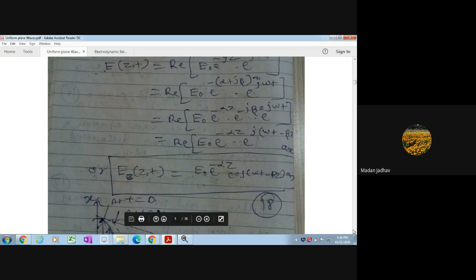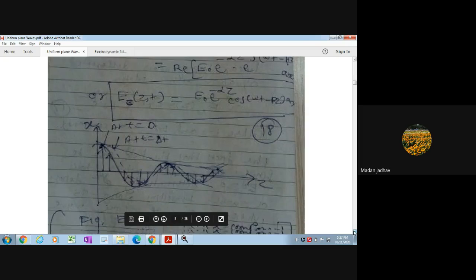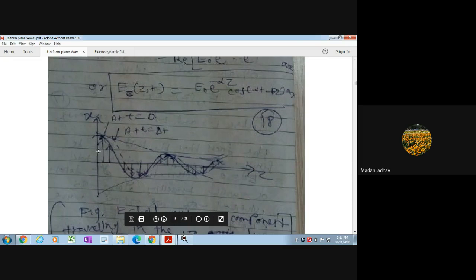Now how this wave is propagates, we can also see here. This is your x-axis, and this is z. As z increases, the magnitude of the electric field intensity decreases. You can see its magnitude is decreasing with respect to z, and only the x component of the electric field intensity is present.